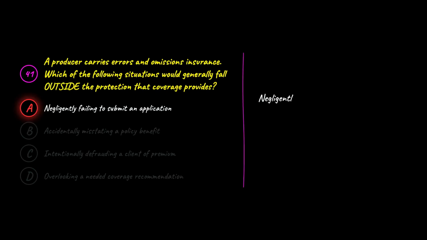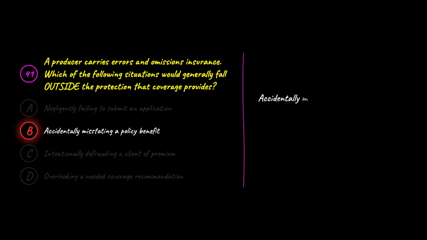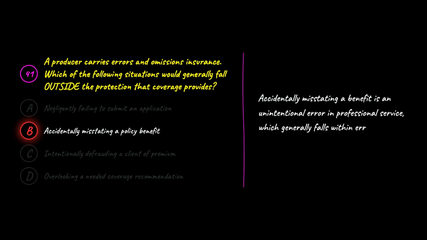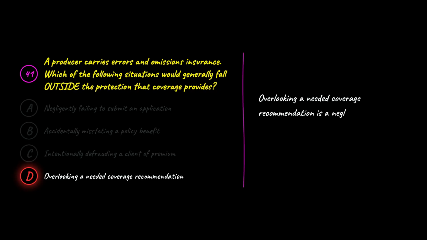A is wrong because negligently failing to submit an application is an honest professional mistake, exactly the kind of error the coverage is designed to address. B is wrong because accidentally misstating a benefit is an unintentional error in professional service, which generally falls within errors and omissions protection. D is wrong because overlooking a needed coverage recommendation is a negligent oversight in professional work, the type of claim errors and omissions coverage responds to.